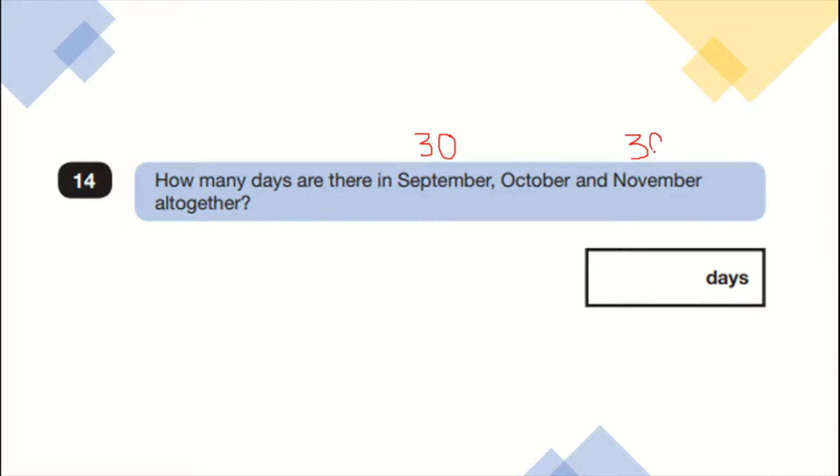Now, when we sang that, we said that there were 30 days in September, April, June and November. That means that October has 31. Now, we're going to add it all together. 30 plus 31 plus 30. 0 plus 1 is 1, plus 0 is 1. 3 plus 3 is 6, plus 3 is 9. There are 91 days altogether.